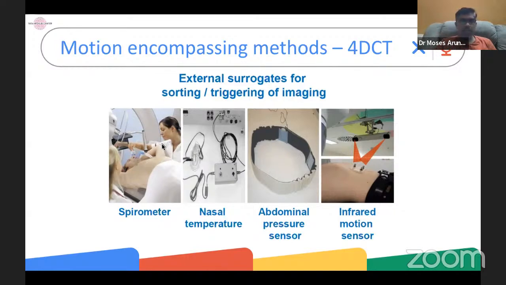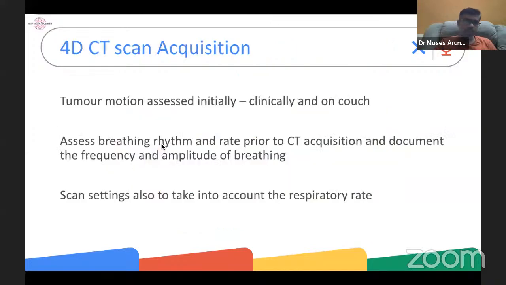There are various solutions available in the market. You can use spirometer-based respiratory tracing. You can detect the changes in the nasal temperature during the different phases of the respiratory cycle and use that to correlate with the images that are acquired. You can use a sensor placed over the abdominal wall, which moves up and down during the respiratory cycle, to correlate with the images that are taken. Or you can use infrared motion sensors, which are kept on some part of the abdominal wall.